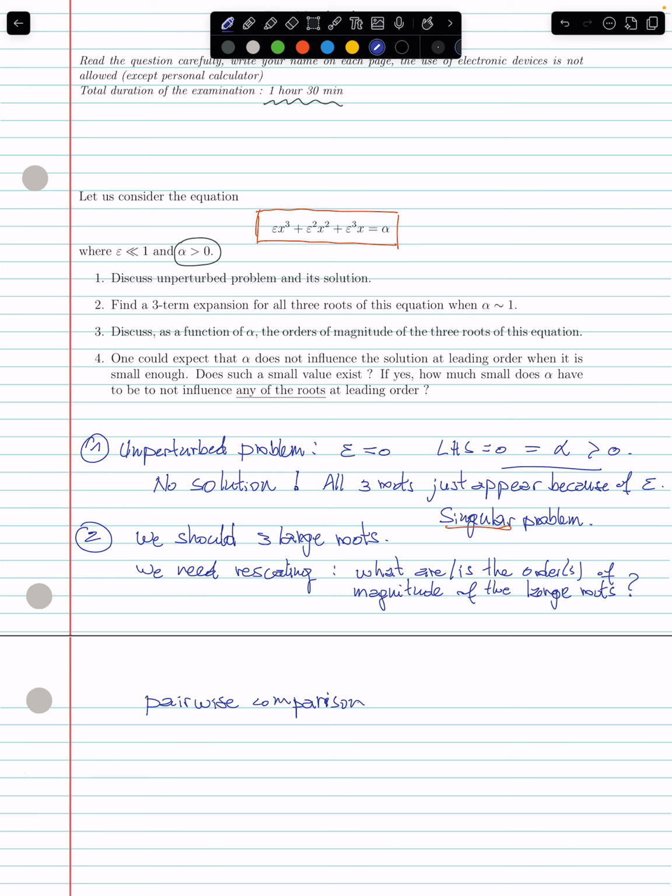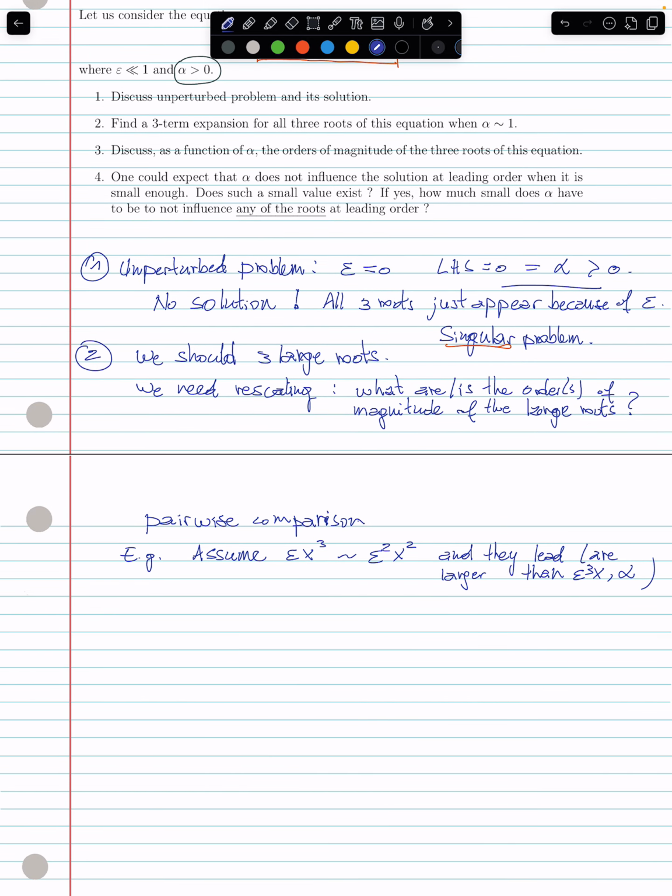Okay, for instance, assume the first two terms, just to start with something simple. We did this in previous exercises and it seemed to work. And let's just replicate this over here. Let's assume epsilon x to the third has the same order of magnitude as epsilon square x squared, and they lead, meaning that they are larger than the remaining terms, epsilon to the third x and alpha.